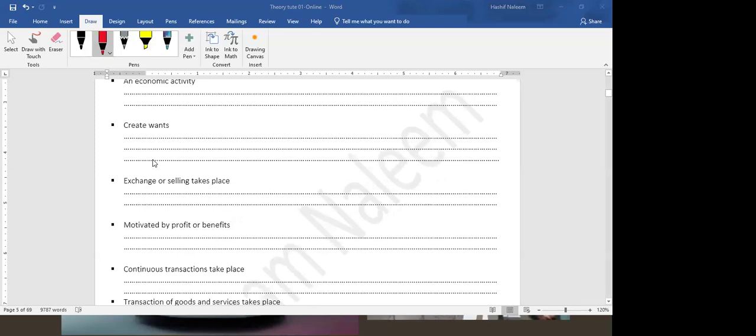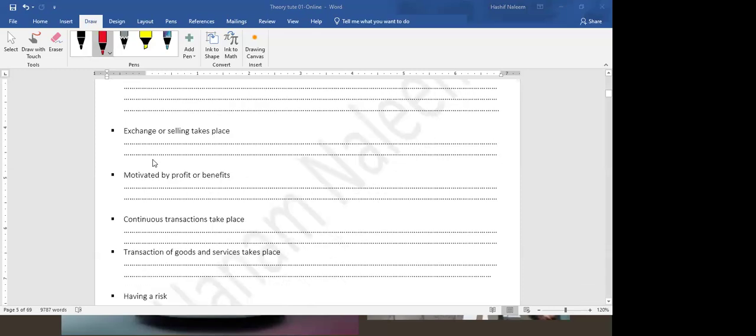Next one. What's the next characteristic? Exchange or selling takes place. When you take a business, one of their characteristics is exchange or selling taking place. So what is that? I'll ask you a question. You are doing home gardening, and once you are done, you pluck carrots. In your home garden there are so many carrots, so you take those carrots and you cook. Is it a business? No. You can easily say no, because taking home garden carrots and cooking is not a business.